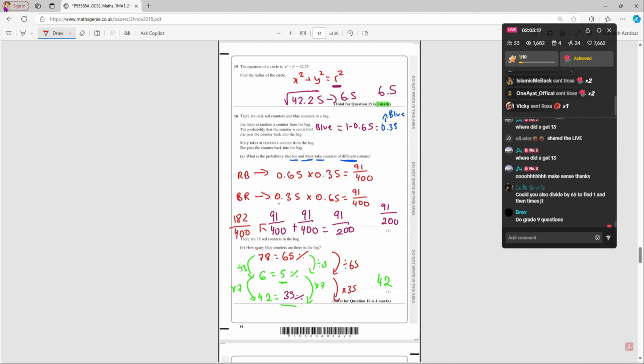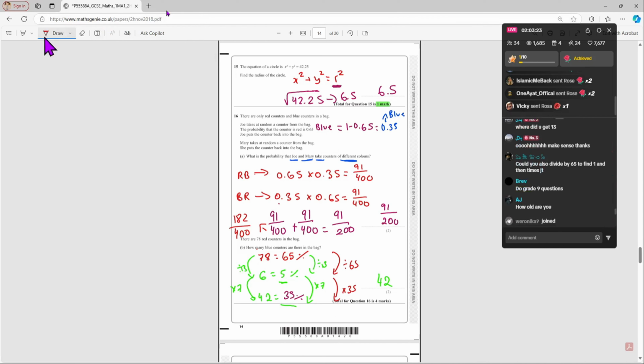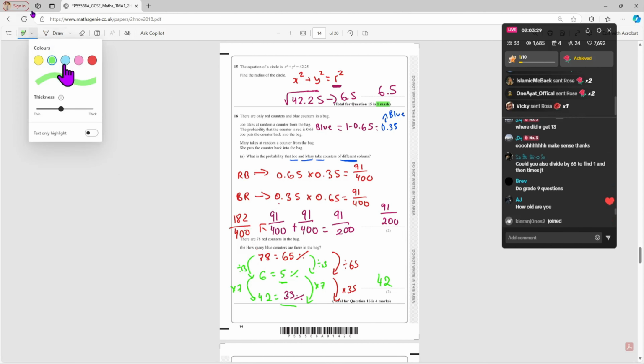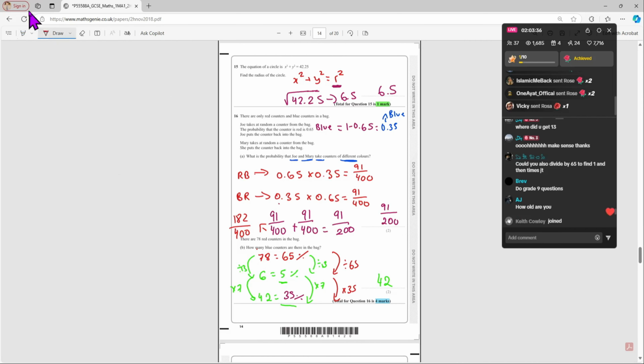So that was question number 16 done. That was worth 4 marks. So we are actually getting to grade 9 questions now because we're getting to the end of the paper. So the questions are going to get a bit harder and they're going to be like grade 9 or like grade 8, 7-ish. So moving on to question number 17.